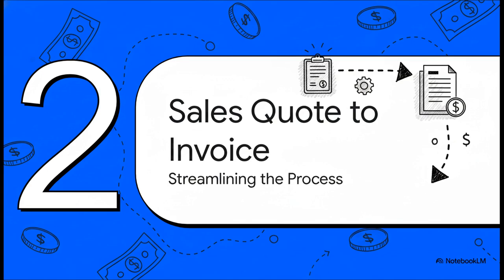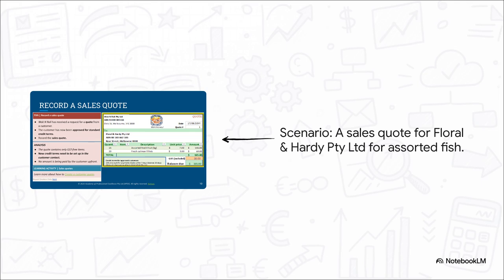We will now proceed to Section 2, which covers the process of converting a sales quote into an invoice. This procedure is integral for maintaining consistency throughout the sales lifecycle. The source material defines the sales quote as a formal offer presented to a customer. The provided example is a quote for Floral and Hardy Pty Ltd for a total of $165, detailing the specific goods and their corresponding prices.